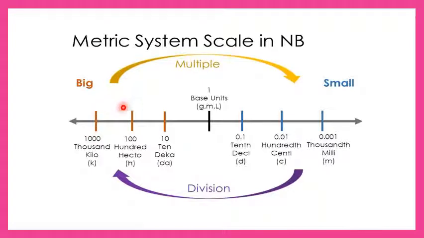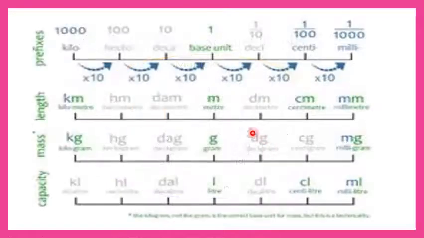Between each two units, the first unit and the one next to it, we multiply by 10. And if we want to go back from the small unit to the big unit, we divide by 10 between each unit. To further explain this, we have this scale that shows that between each two units we multiply by 10 to move from the big unit to the smaller unit. And if we want to go back, we divide by 10.